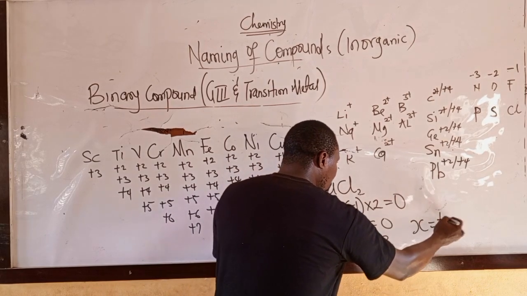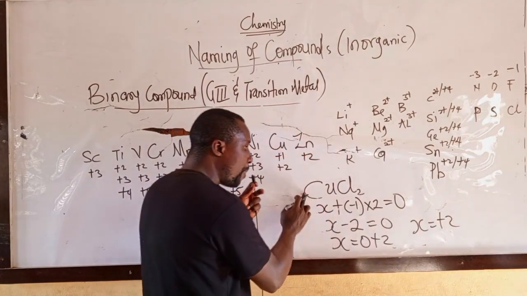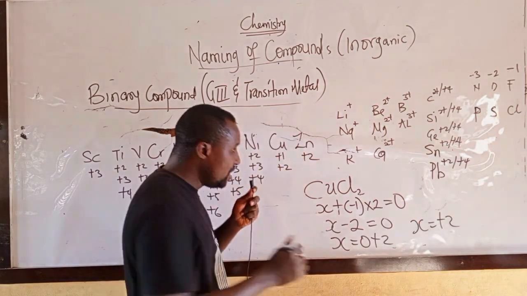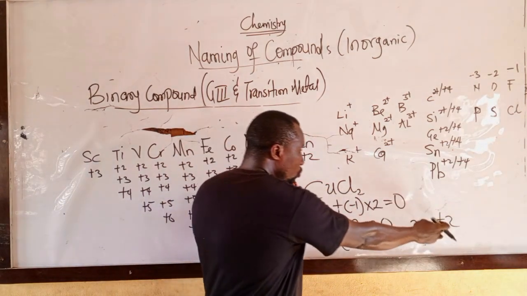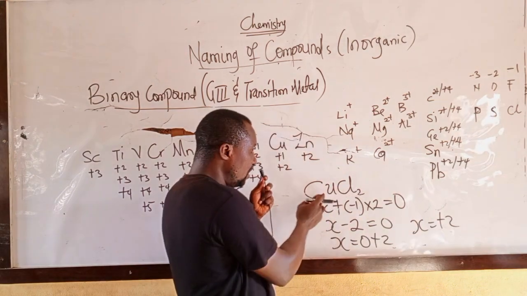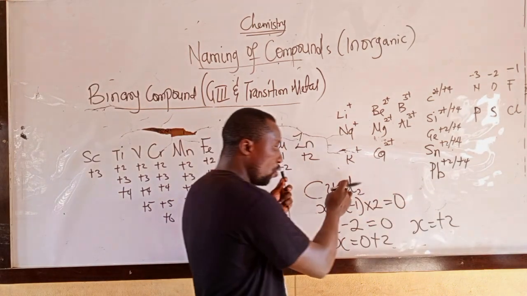S equal to what? +2. That means the oxidation number of copper is what? +2. Therefore, the name of this copper compound is what? Copper(II) chloride. Copper(II) chloride.